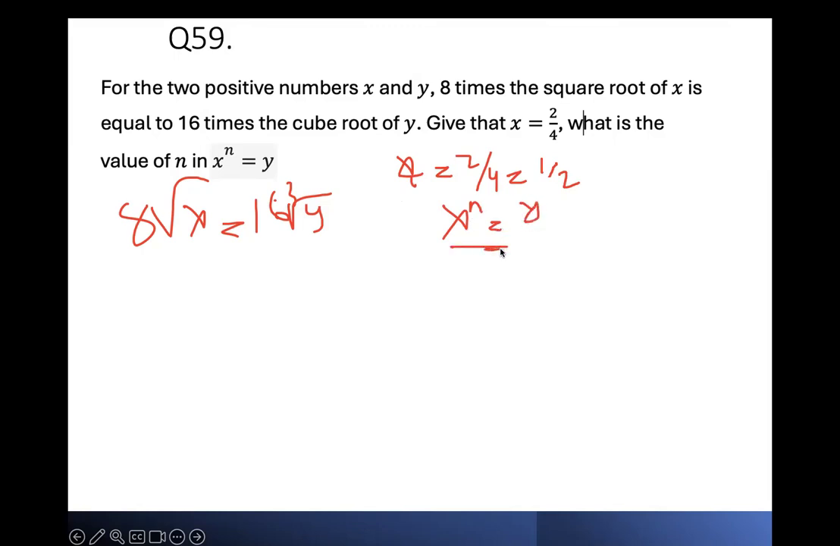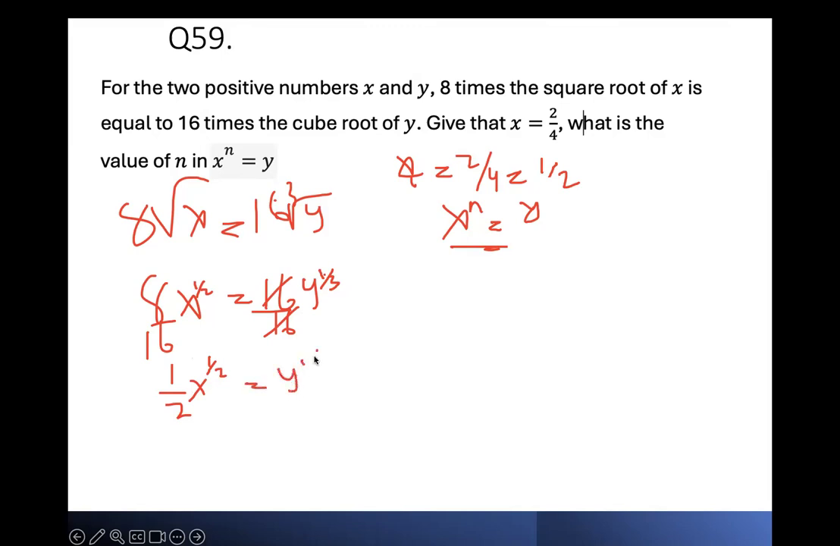Okay, now I have this. I say, well, this is 8 times x raised to 1/2 equals 16 times y raised to 1/3. But I see 8 and 16, that's half. This 16 here and this 16, this cancels out, and I have half of x to the 1/2 is equal to y to the 1/3. That's all.